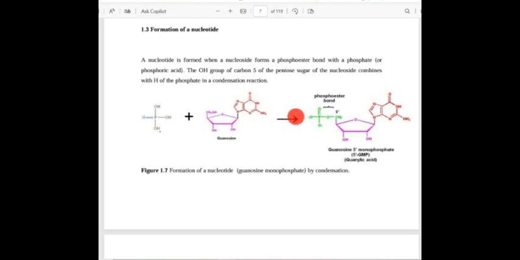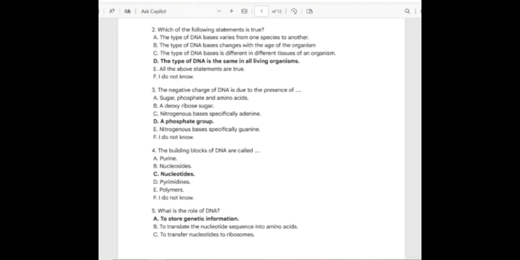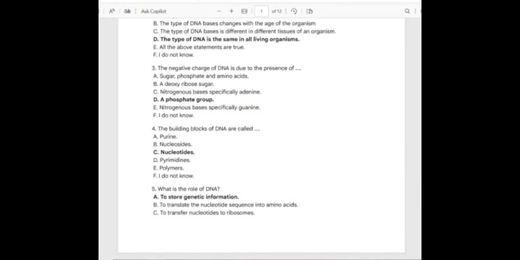When you look at these charges, you can see that this is partially electronegative. So this tells you that the phosphate group is what gives this genetic structure the negative end. Hence, the answer to the previous question. Number four, the building blocks of DNA are called. I'll go directly to the answer. This one is straightforward. It's a nucleotide. The nucleotides are the building blocks of the DNA.